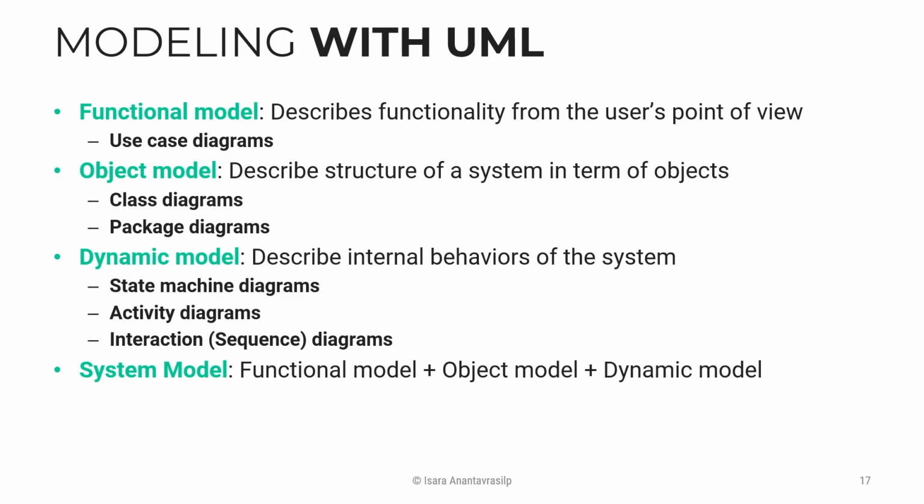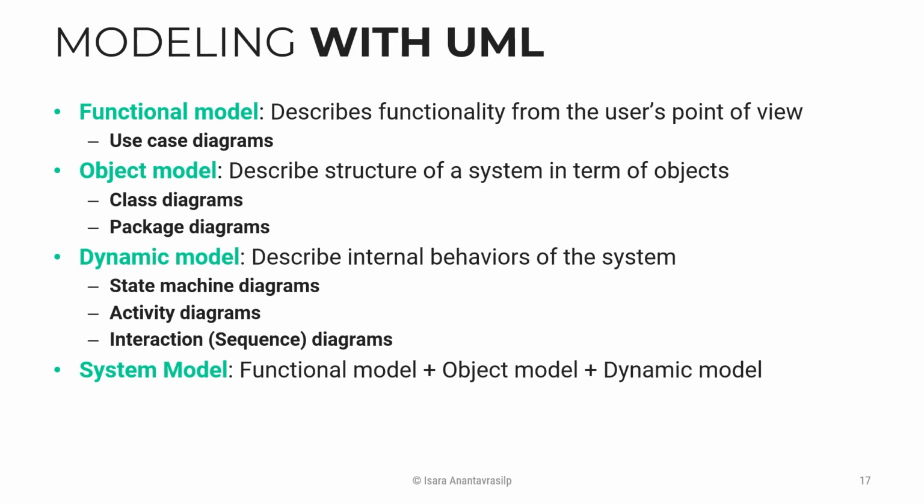And next is the dynamic model. The dynamic model describes the internal workings or behavior of the system. See, the object model describes the components. What are the components? The dynamic model explains how these components work together. You can use sequence diagrams or interaction diagrams. You can also use the activity diagrams to do so, or you can use state machine diagrams to do so. And we are going to learn how to use these diagrams within this course.